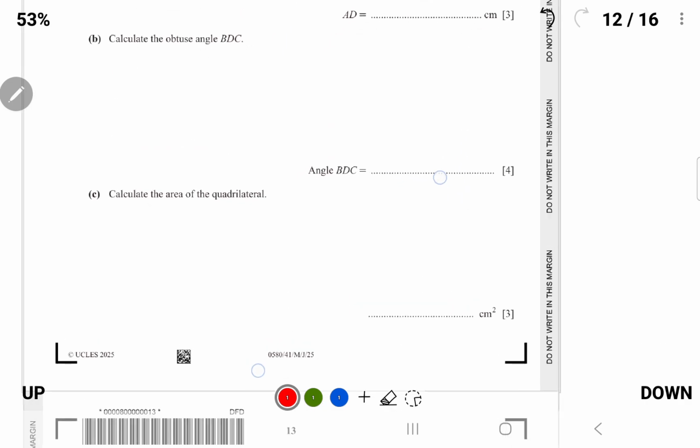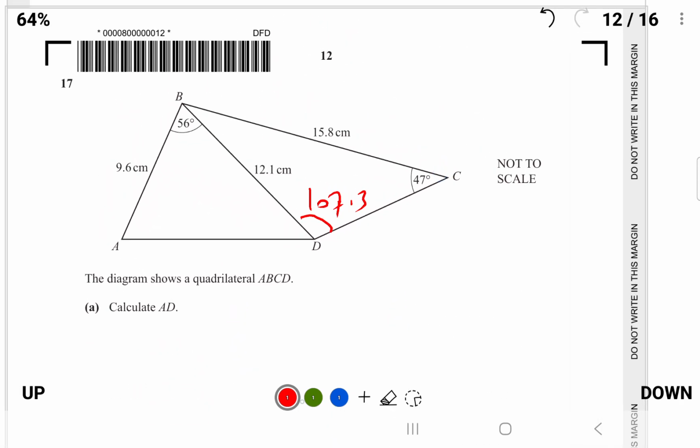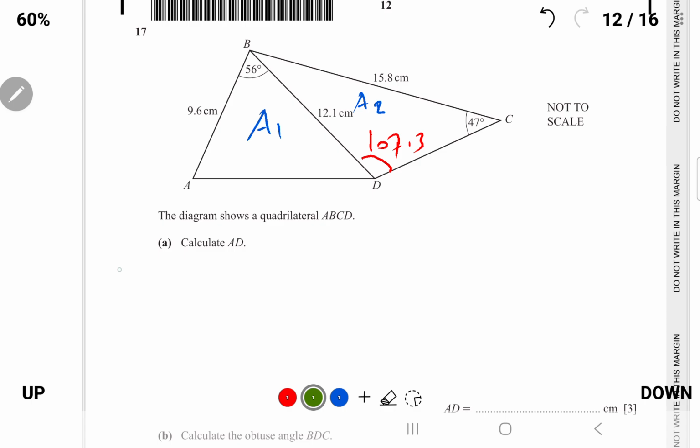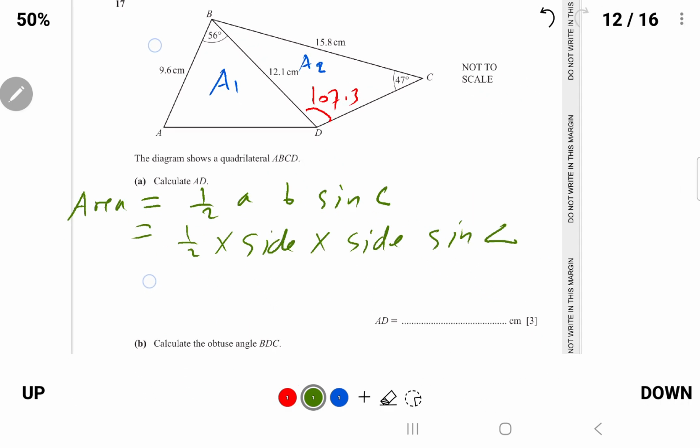Now next question, calculate the area of the quadrilateral. The area of the quadrilateral consists of two areas or two triangles, area 1 and area 2. So you have to calculate each one of these areas, then you add them. To calculate area of triangle, the formula is very easy. Area equal half AB sine C. What does that mean? It means you have to multiply half times side times another side times sine of the angle between the two sides. So let's do that here and see what we get.